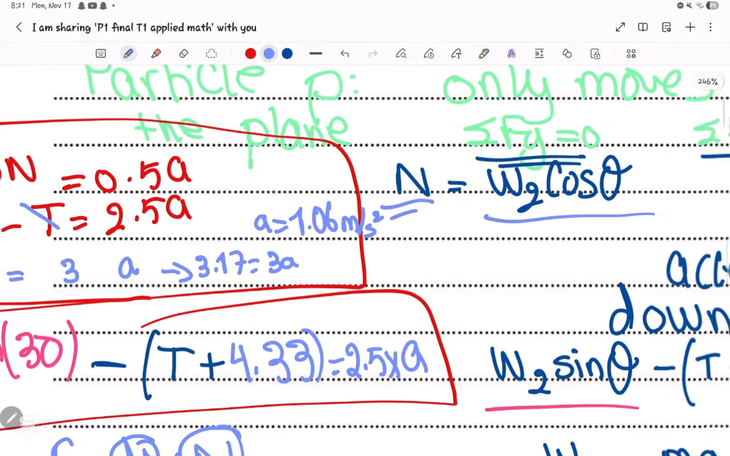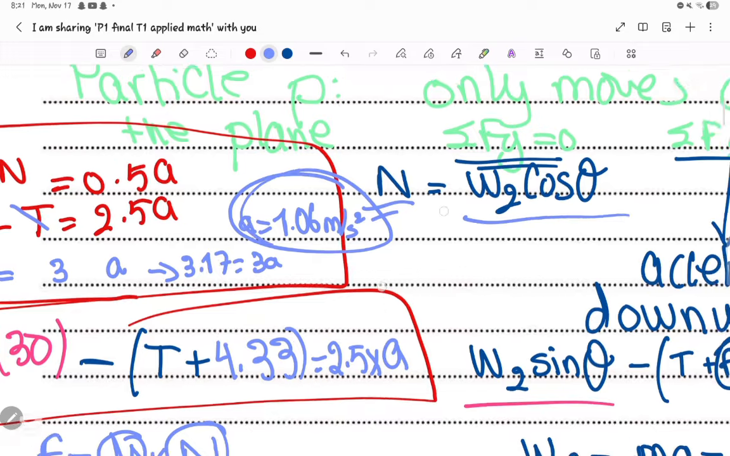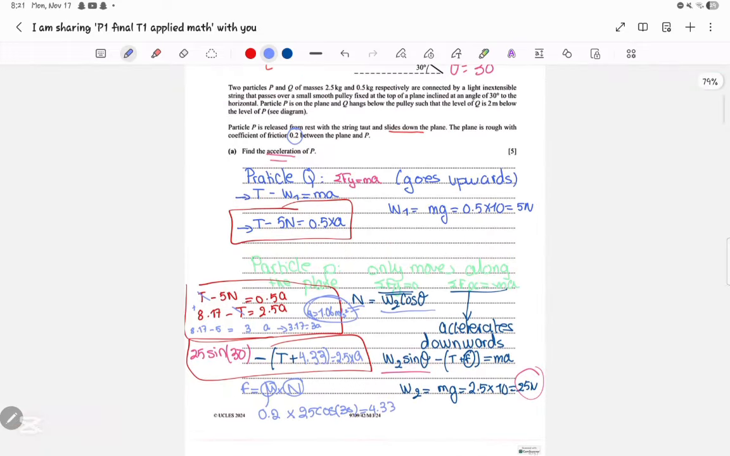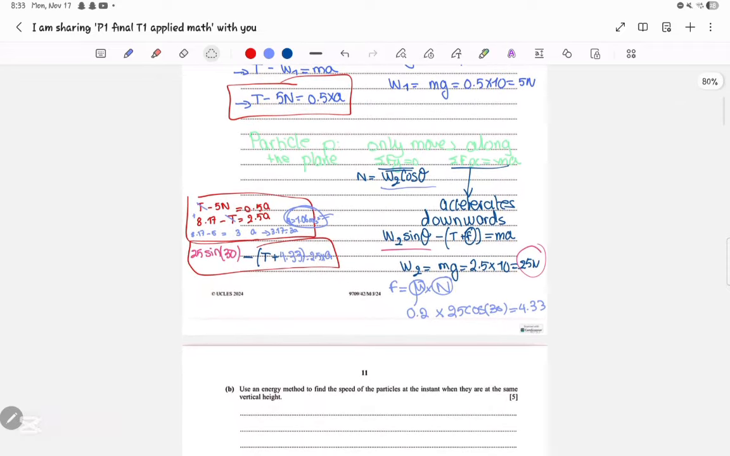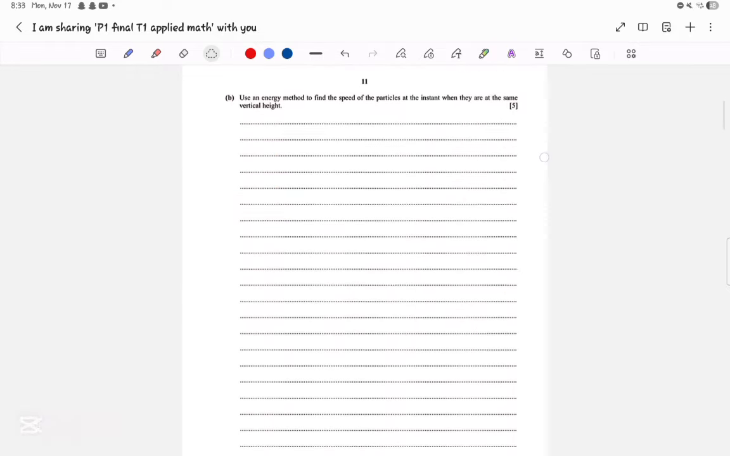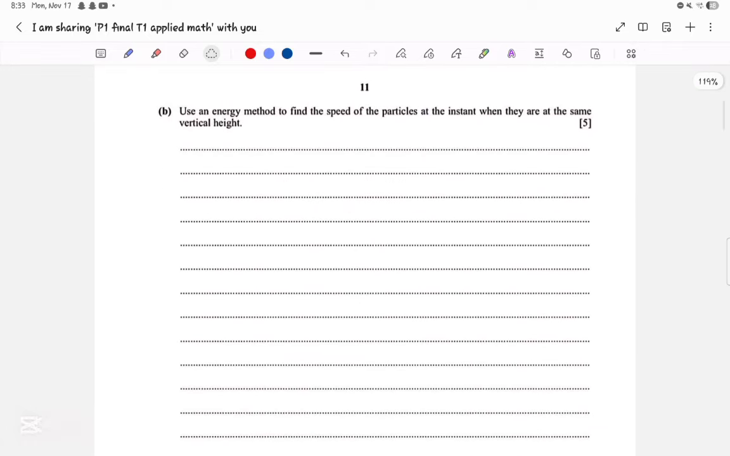So my final answer is over here. Let me just rearrange this. Okay, so that's it for part A. So my answer is 1.06 meters per second squared. We'll move on to part B. It says use an energy method to find the speed of the particles at the instant when they are at the same vertical height.